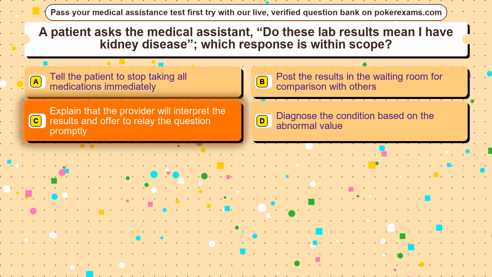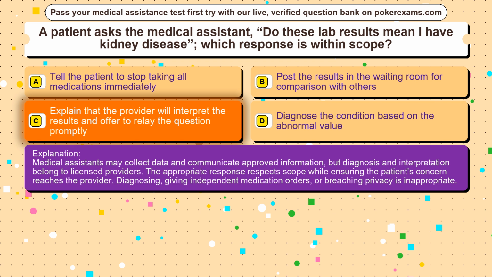The correct answer is option C, explain that the provider will interpret the results and offer to relay the question promptly. Medical assistants may collect data and communicate approved information, but diagnosis and interpretation belong to licensed providers. The appropriate response respects scope while ensuring the patient's concern reaches the provider.